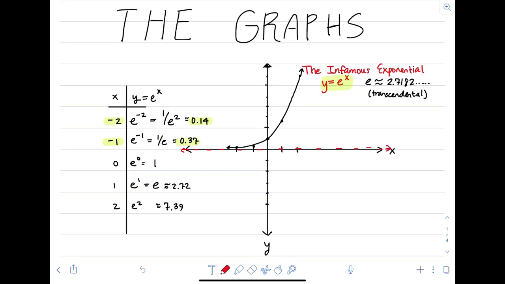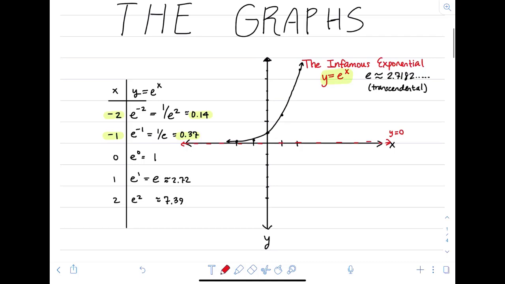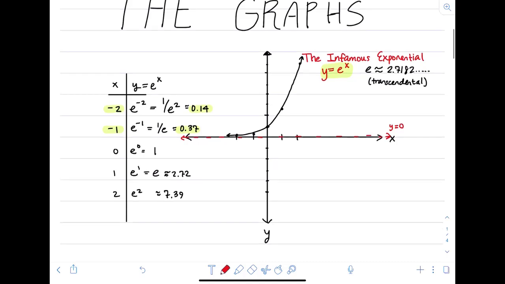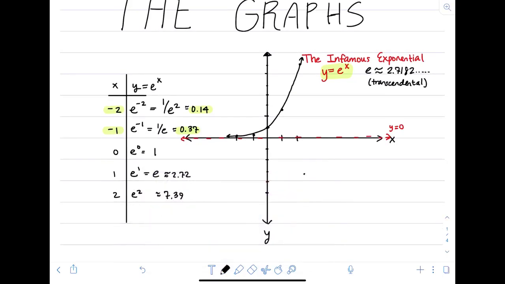So let's draw in a red dotted line. This is called an asymptote. And again, you have seen this when we graphed with transformations. So our asymptote for these exponentials is always going to be at y equals 0 for the parents. And then as transformations are applied, you might remember that the asymptotes can shift.